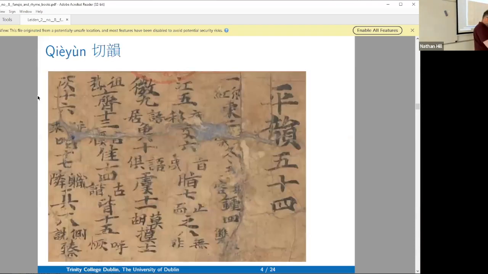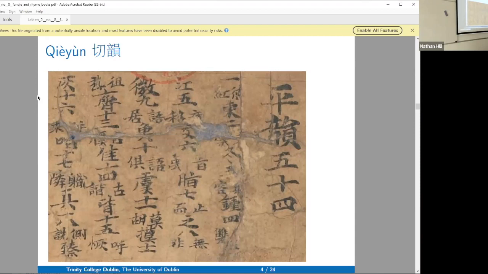Okay, so here is a fragment from Dunhuang. If you like, this is the original Qieyun, although slightly afterwards. Now you can see what a rhyme book looks like. The first thing I will point out is that it says ping.